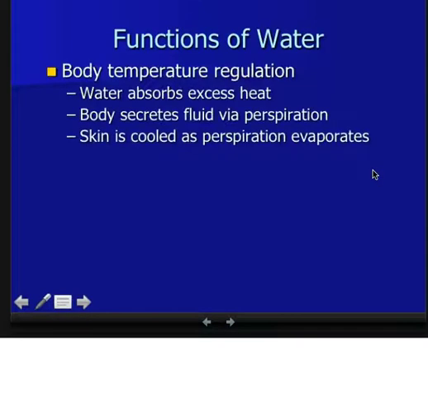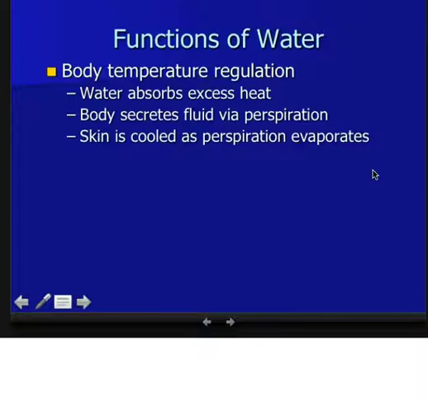Let's talk about what water does. It regulates our body temperature. Water absorbs excess heat, and the body secretes fluid through perspiration, and your skin is cooled as the perspiration evaporates. And the reason that it cools is because as water transitions from a liquid to a gas, it takes with it kinetic energy, and we experience that as a loss of heat. So what will happen is that the skin surface will cool.